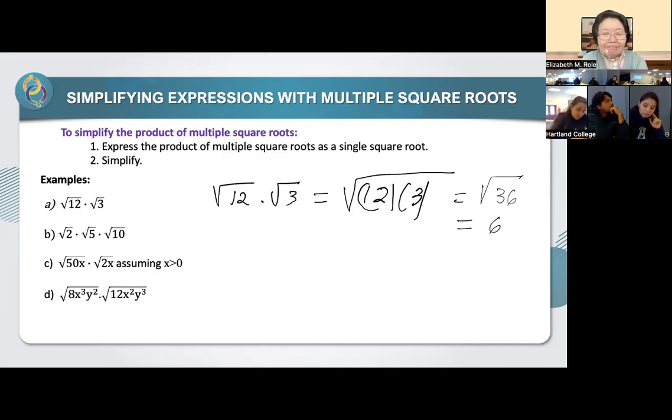Okay, do letter B and C and D. Okay, you can do mental math if you want, no problem. Mental math, without using your pen. So do you agree that letter B is 10? Yes, good. 2 times 5 is 10 times 10, okay? And so the square root of 10 times 10 is 10. Good.